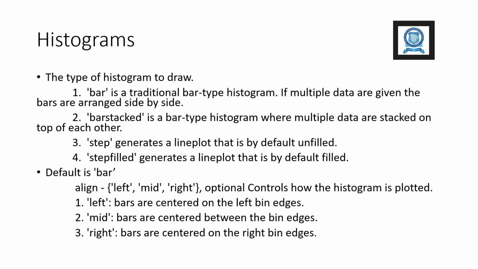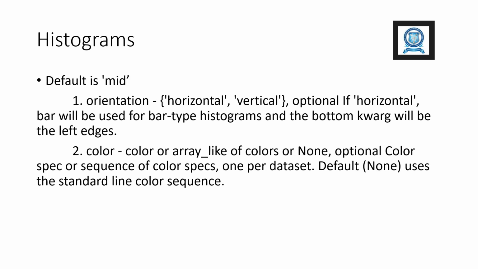Default is bar. Next one is align. Align can be either left, mid or right. It is an optional parameter. It controls how the histogram is plotted. Left means bars are centered on the left bin edges. Mid means bars are centered between the bin edges. Right means bars are centered on the right bin edges. Default is mid.